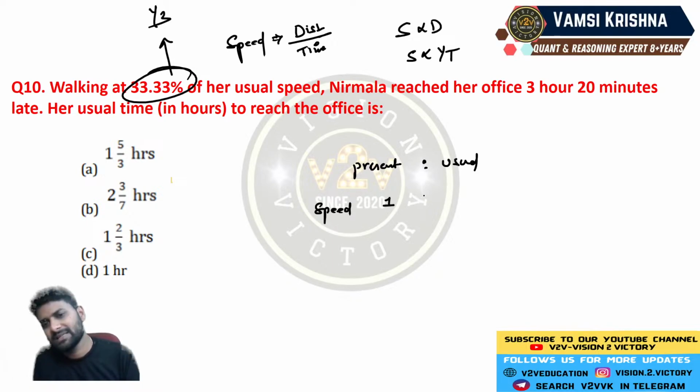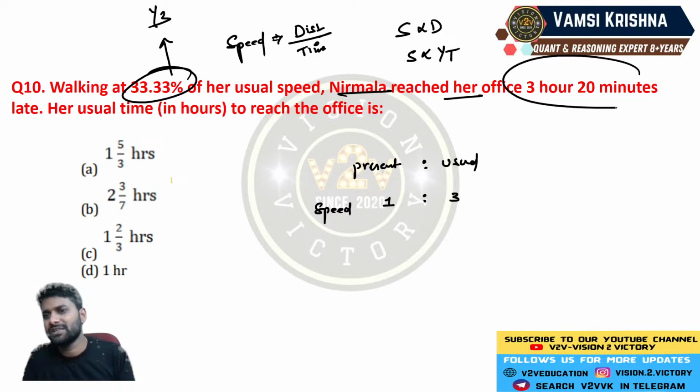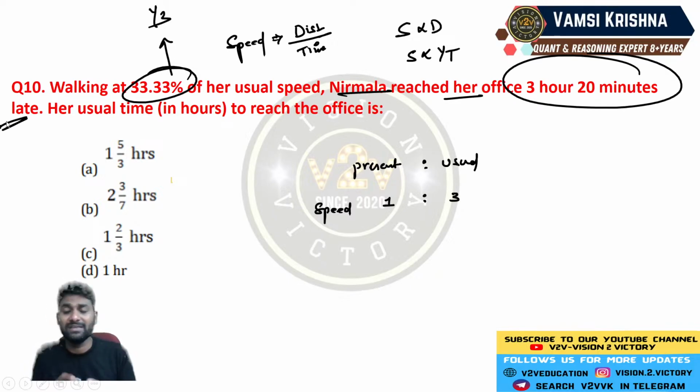So if present speed is 1 unit, usually she was moving at 3 km per hour or whatever. You can assume any units for speed. So here you should understand that the present to usual speed ratio is 1 is to 3. Now the comparison: Nirmala reached her office 3 hours 20 minutes late. Why does she reach late? Because she reduces the speed, by 2 units compared to the original speed.